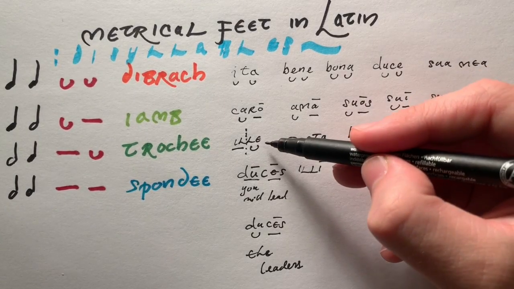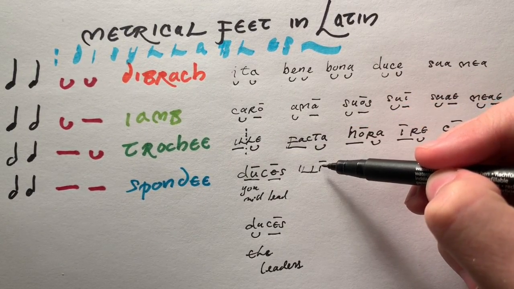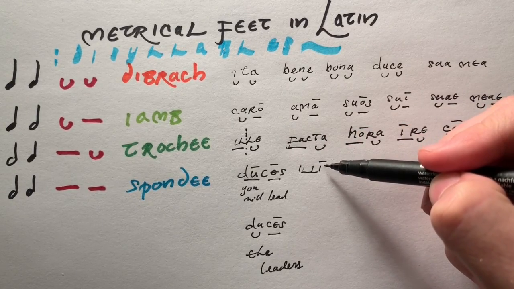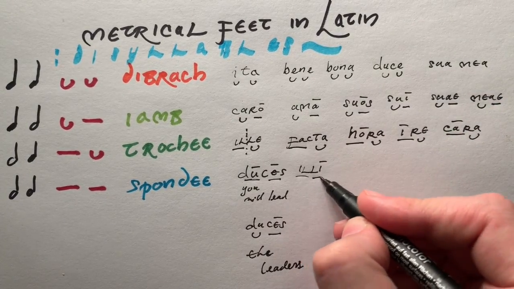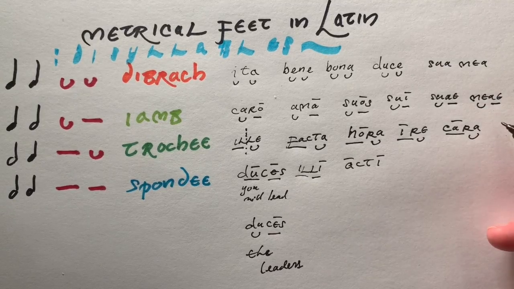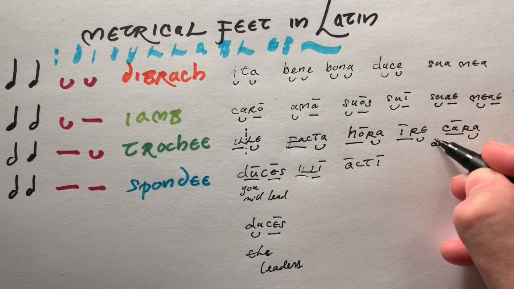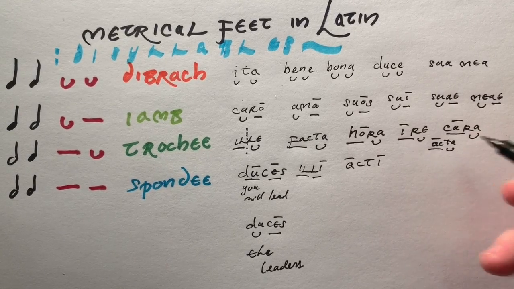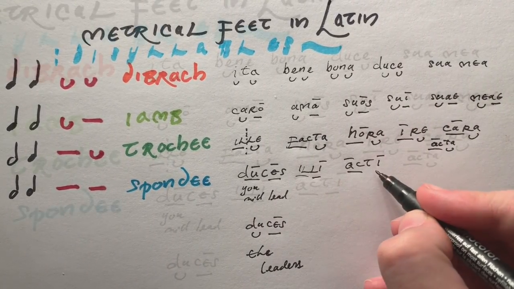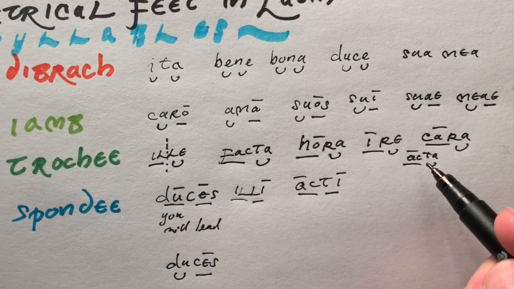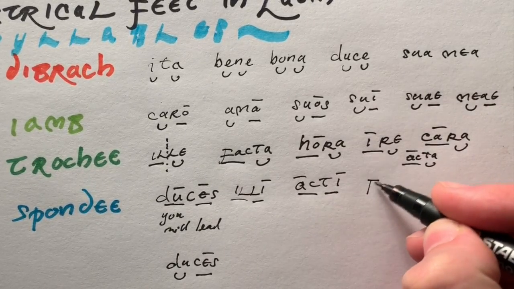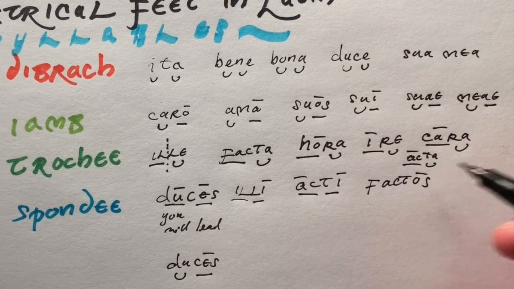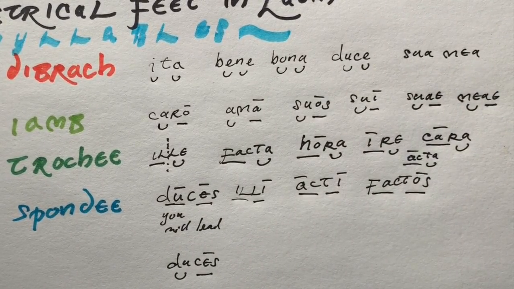Illi. So ille means that, and illi means those. Ille, illi. So it's not just the sound of the vowel, it's the length of the whole syllable, which is different. Illi, acti. And that would be different from a trochee, like I'll put another trochee up here. Acta, long, short, but acti, long, long. So acti is distinct from acta. Facta, well, now we can do factos, just to choose one. Factos, long, long.